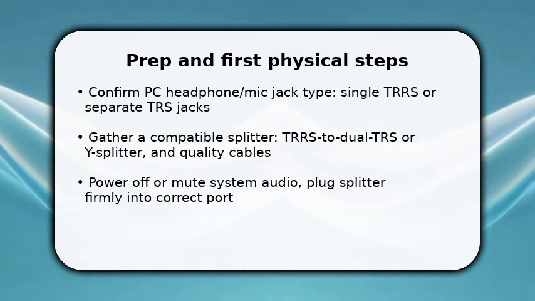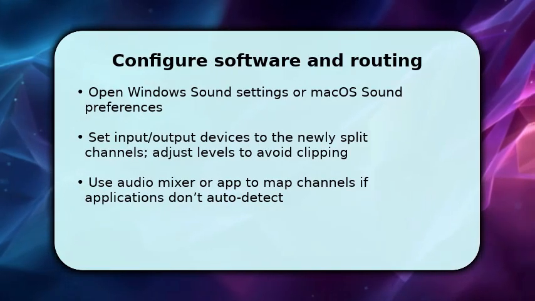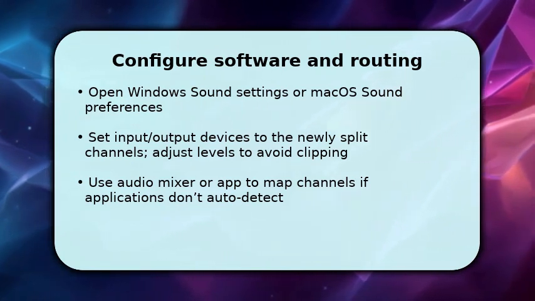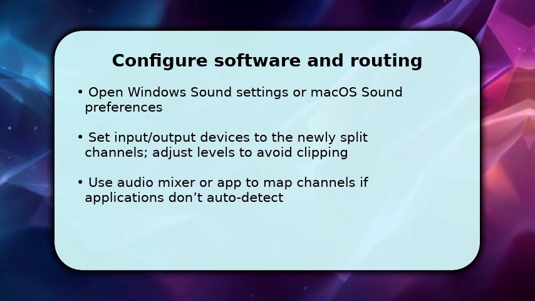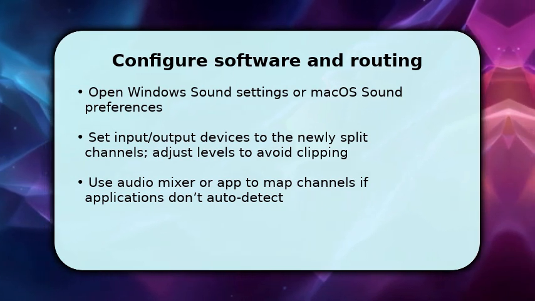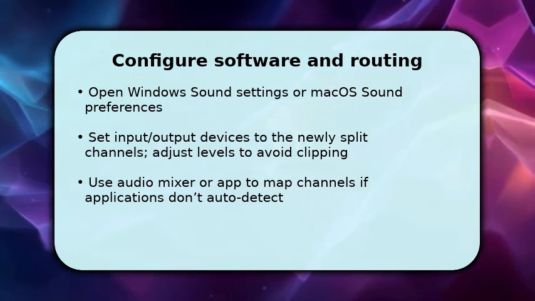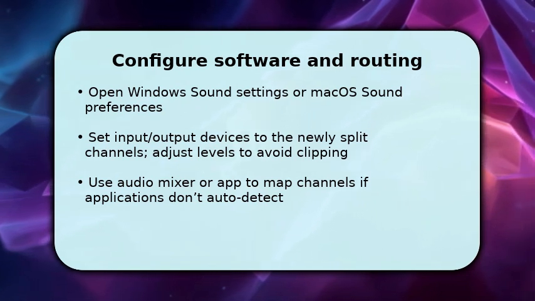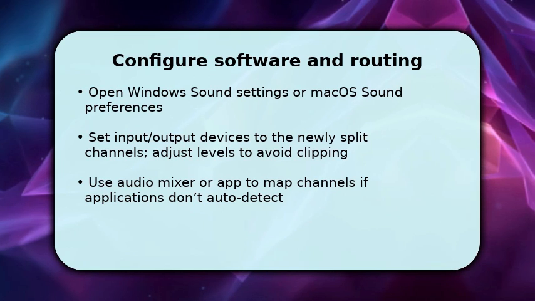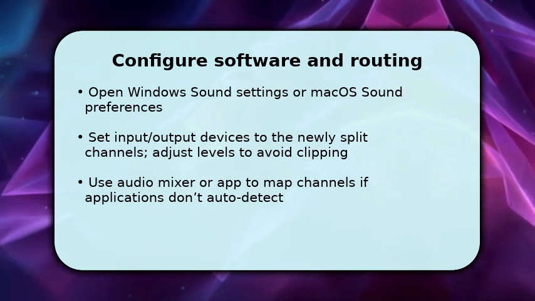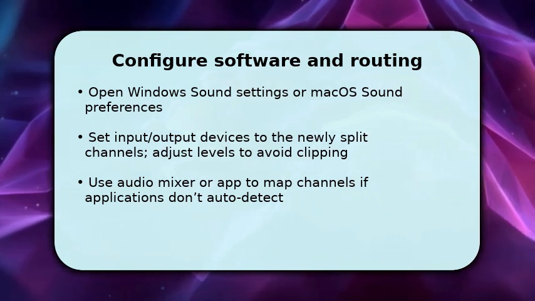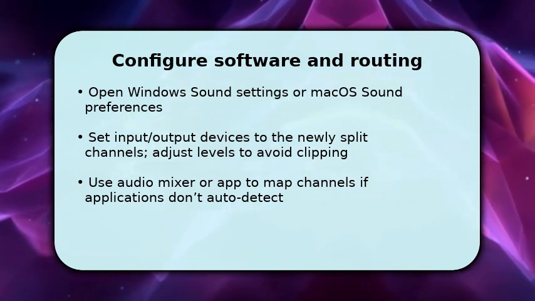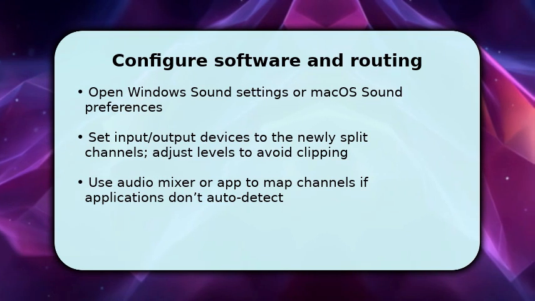Now focus on software routing so each physical channel maps correctly. Desktop OSes often need manual selection. Open sound settings and assign the output device to the headphone jack and the input to the mic jack, then adjust gain to avoid distortion. If an application still plays through the wrong device, use the app's audio preferences or an audio mixer utility to force assignment. Make sure sample rates match across devices to prevent latency or pitch issues.